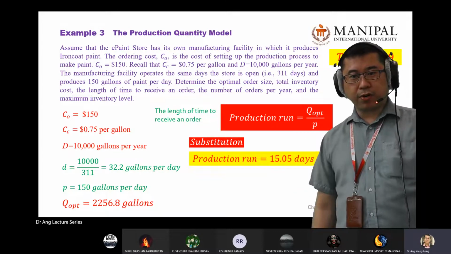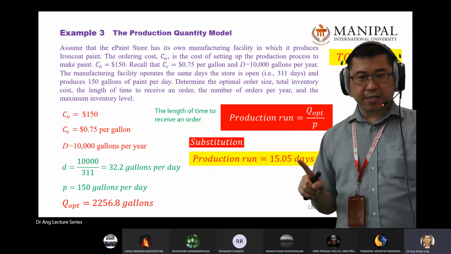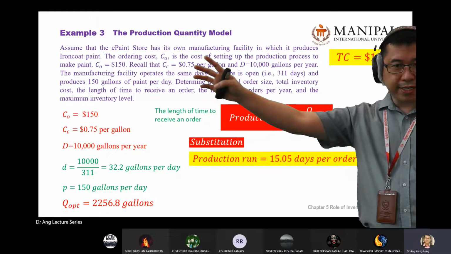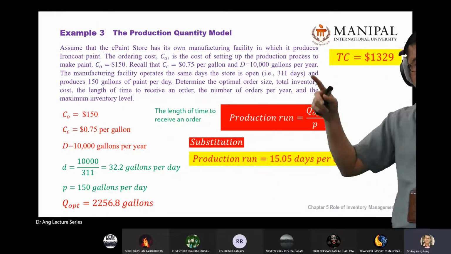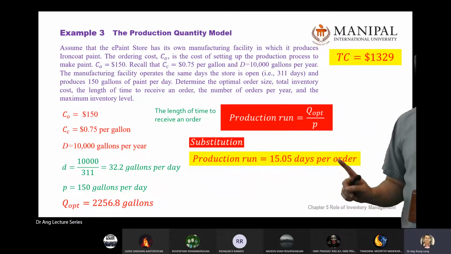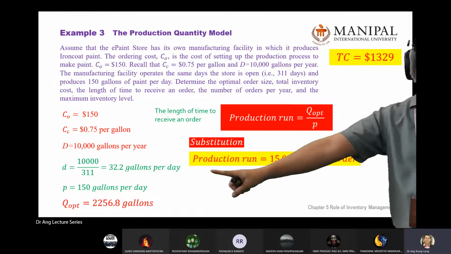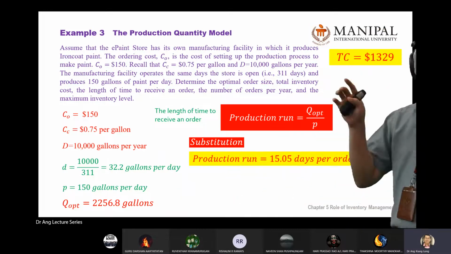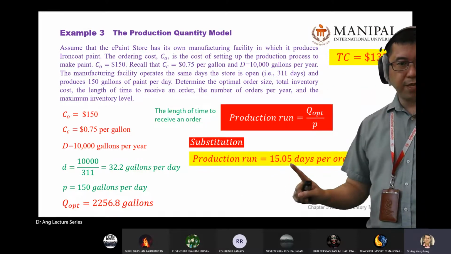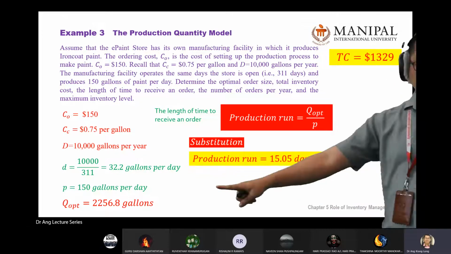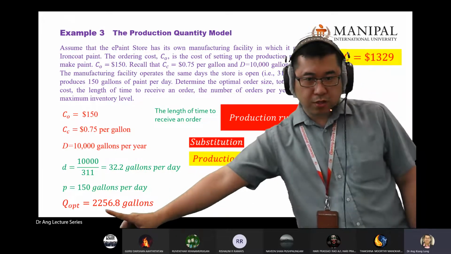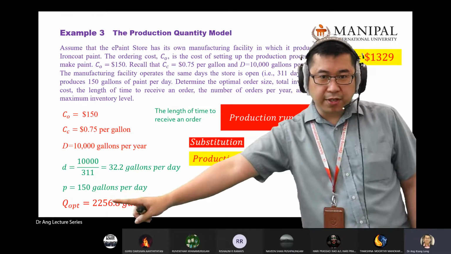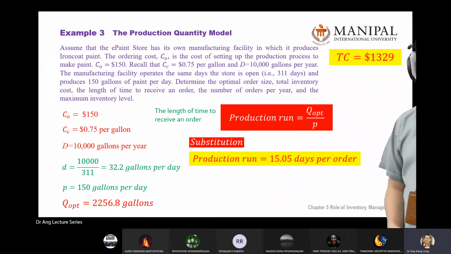This one assumes that if you run 24 hours, this is the number of operation days that you need to run. But there's a lack of information here telling you how many hours per day; this is given by the production capability. You calculate based on the setting that you have. You need 15 plus days to meet 2,256 gallon or 2,257 gallon Q op quantity.